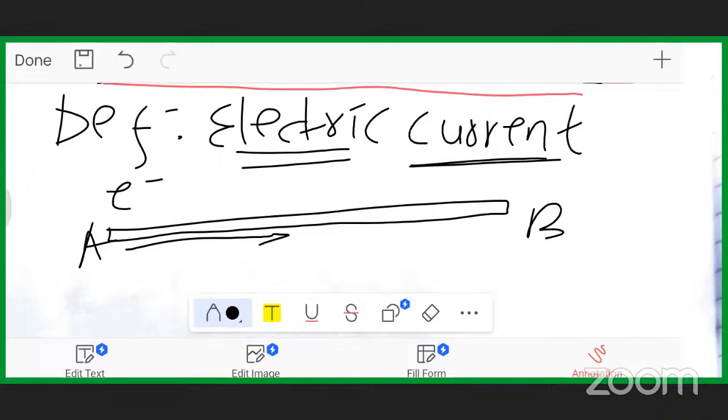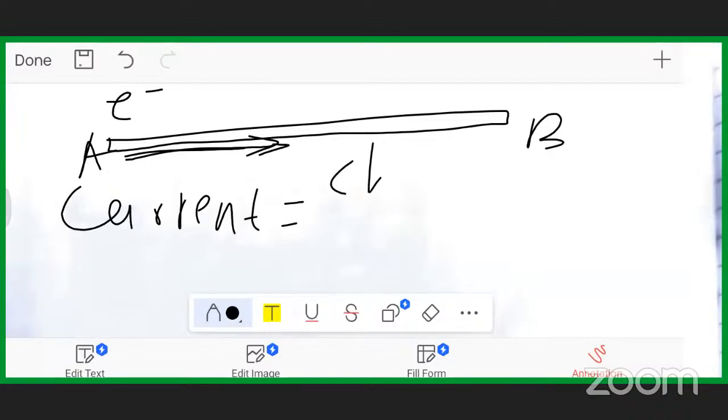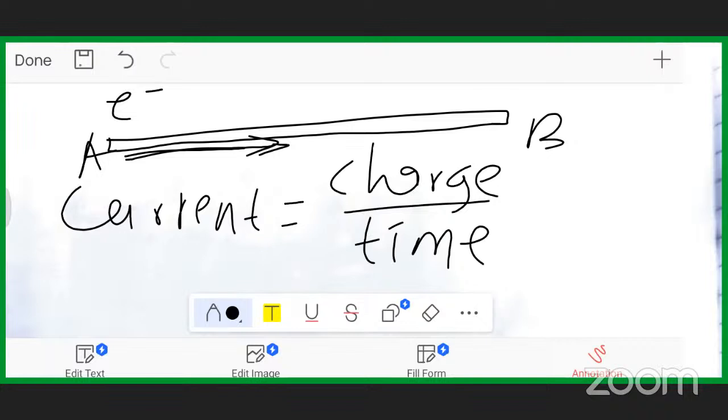So this may be our conductor with the length A to B, and I have some charges, that is electrons, and they're able to move, of course, with time. Then they bring in the idea of current. Mathematically, in equation form, we say that current is simply given as the charge divided by the time. So you can define it as the rate of flow of charges, or as the amount of charges flowing per unit time.